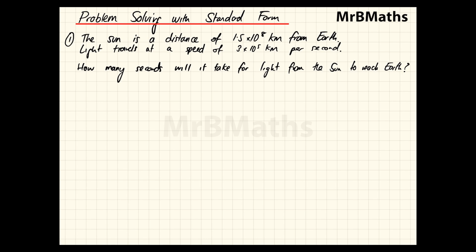In this video we're going to be looking at problem solving with standard form. So this question here: the Sun is a distance of 1.5 times 10 to the 8 kilometers from Earth. Light travels at a speed of 3 times 10 to the 5 kilometers per second. How many seconds will it take for light from the Sun to reach Earth?